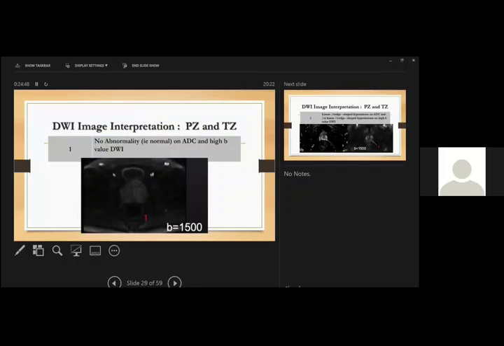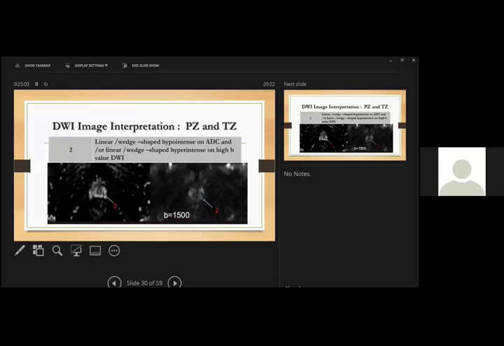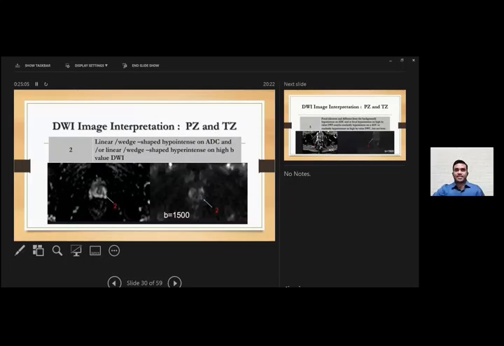DWI image interpretation is common for the peripheral and transition zones. Basically, if we see no abnormality either on ADC or high B value DWI, as in this case, it is categorized as 1. In case there is a wedge-shaped hypointensity on ADC or a linear band of hyperintensity on DWI, then such an area is classified as 2.